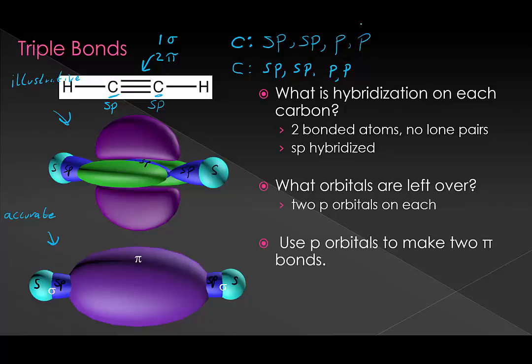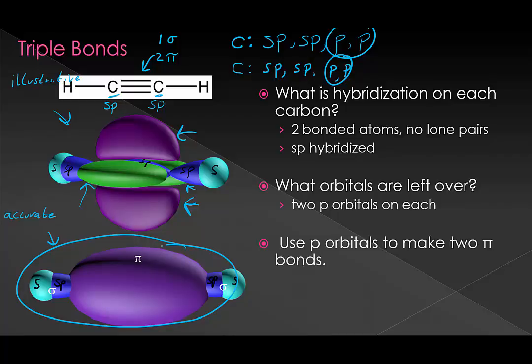Now these leftover p orbitals are going to be used to form the pi bonds. Here I have them drawn out like what they would look like if they just formed the 2-lobed structure, like what we saw in the double bonds. Because sometimes that helps you see how this structure, which is the more accurate one, is actually drawn.